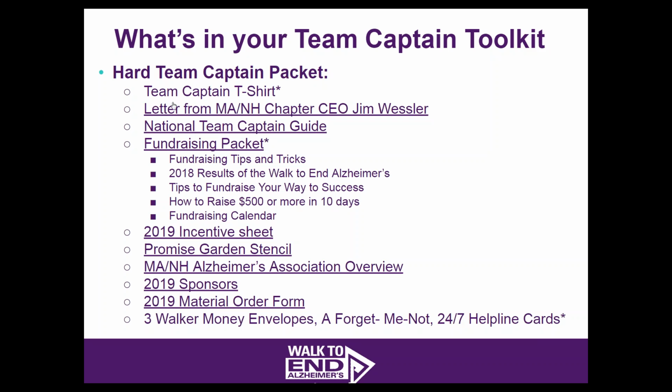Not to say that we don't help individuals, but you don't get the t-shirt. You get a letter from Jim, some stuff from National, some tips on how to fundraise, and some other cool things that I want to highlight before we move forward, in the interest of time. Our Promise Garden stencil is where you print out a picture of your loved one, cut it out, and bring it with you to walk day, and staple it onto your Promise Garden flower for the ceremony. It also highlights all of the programs, support, and research and advocacy work done through the Mass New Hampshire office.